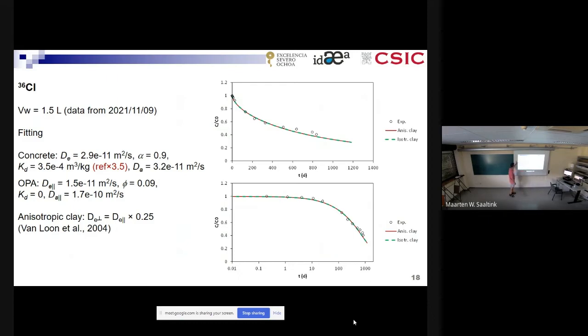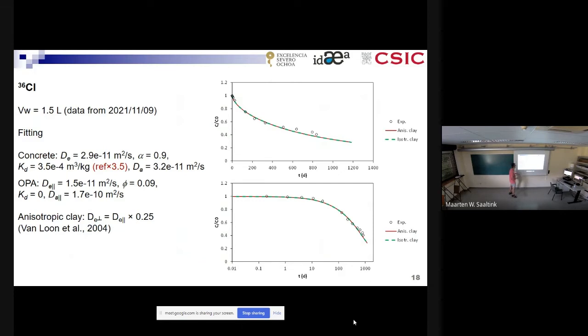And in this case, to do that, compared to my central case in the predictive calculations, I had to increase sorption. So the KD was 10 to the minus 4. Now it's 3.5 10 to the minus 4. This causes the curve to go down. Increased sorption in the concrete. Same parameters for the Opalinus Clay. And again, assuming here isotropic diffusion in the clay.